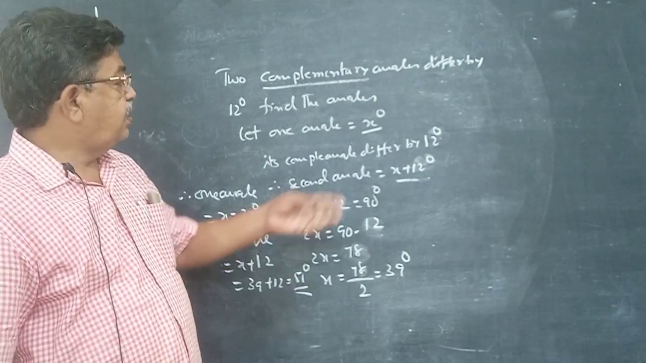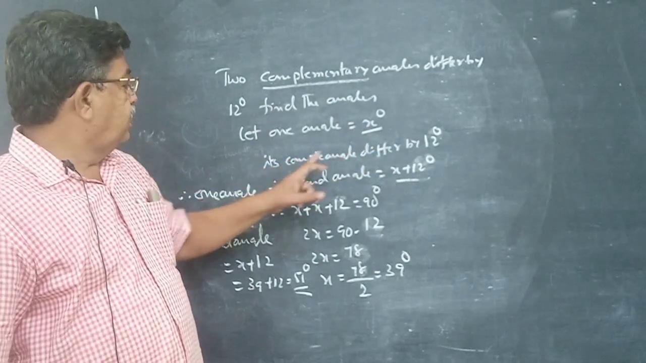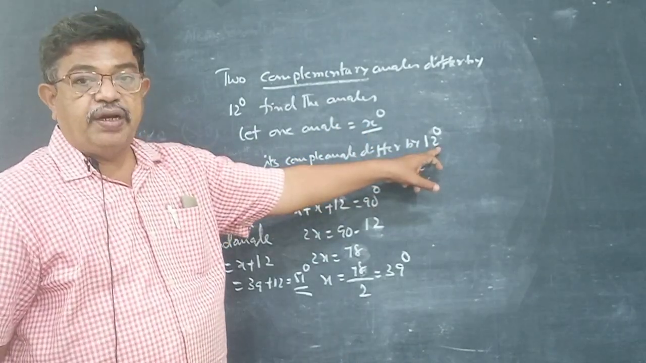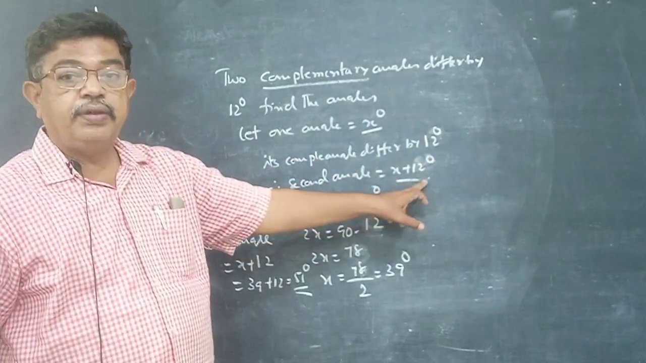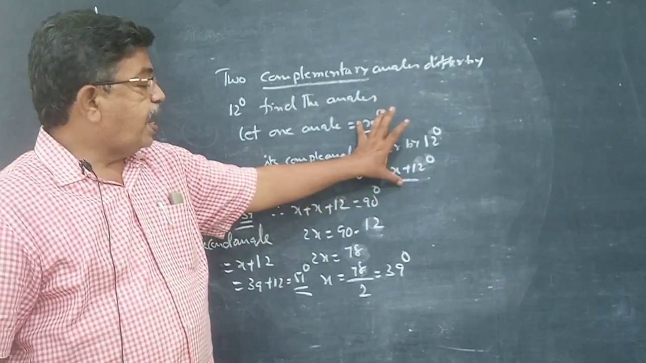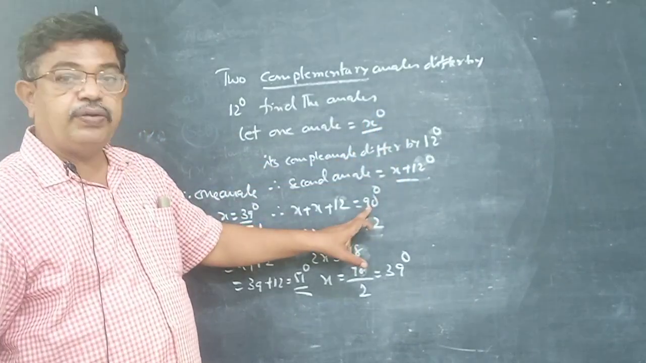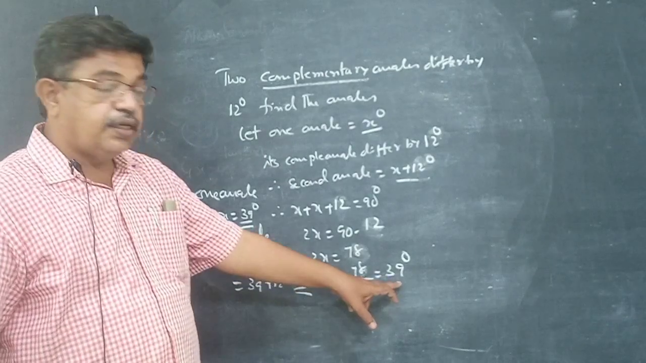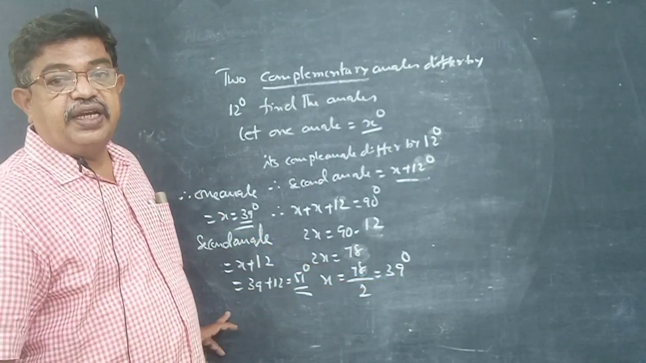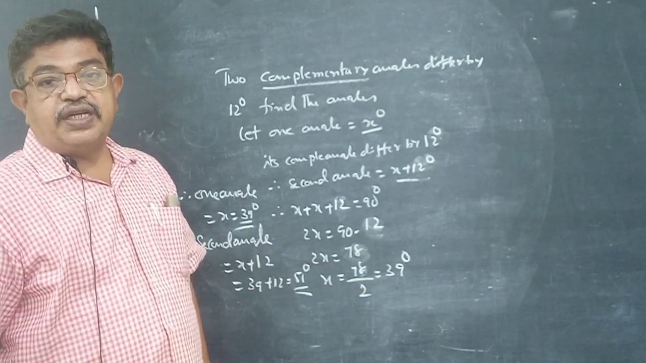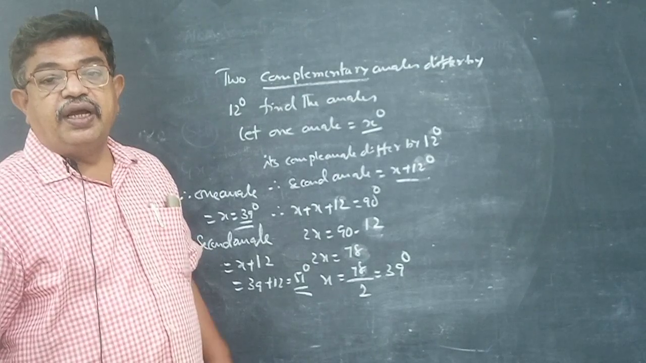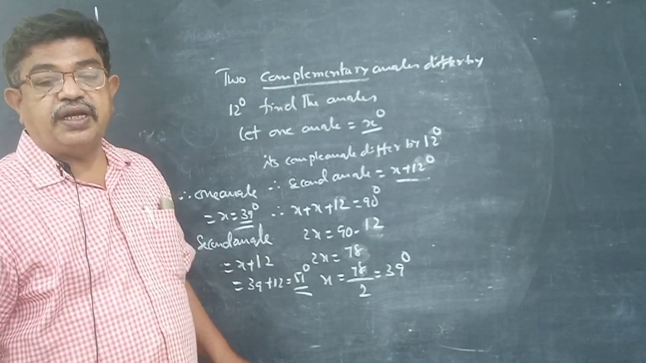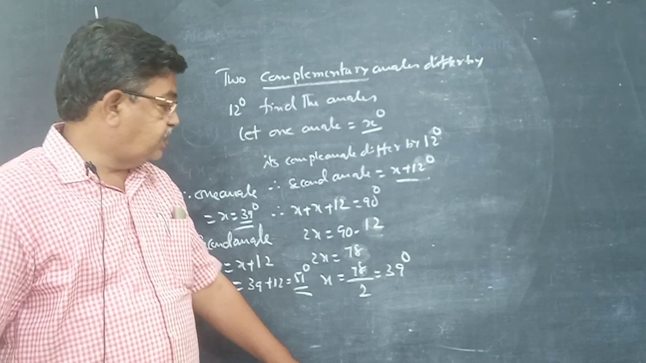Find the angles. Let one angle equal x. Its complementary angle differs by 12 degrees. Therefore, the second angle is equal to x plus 12. If you add these two angles, the sum must be equal to 90. You got the first angle as 39 and the second angle as 51. 51 plus 39 equal to 90 degrees and 51 minus 39 equal to 12 degrees.